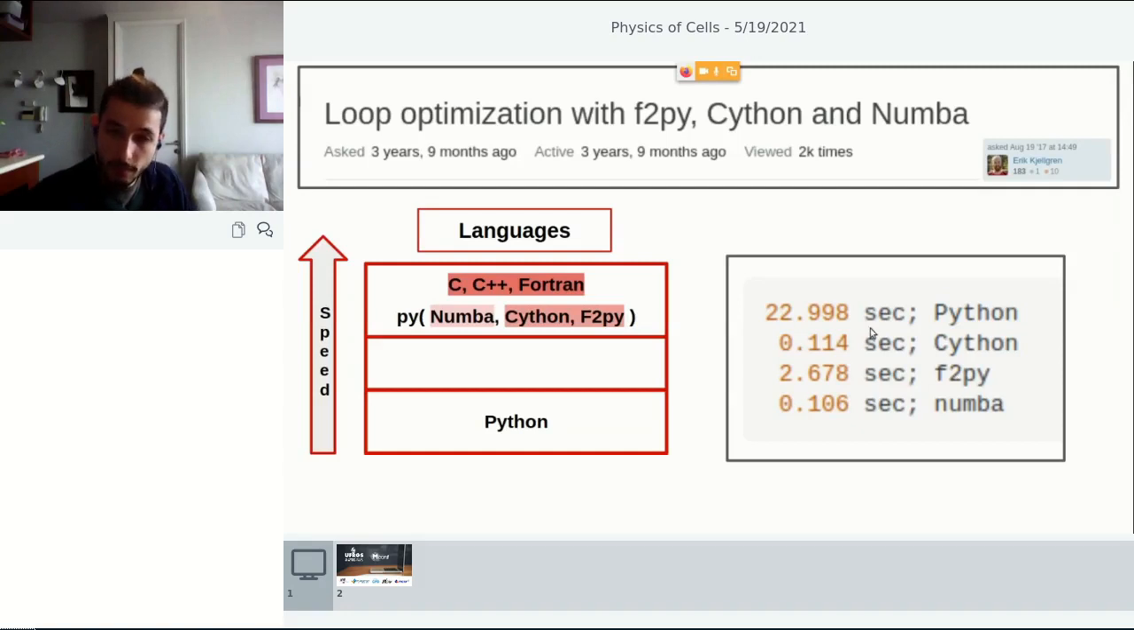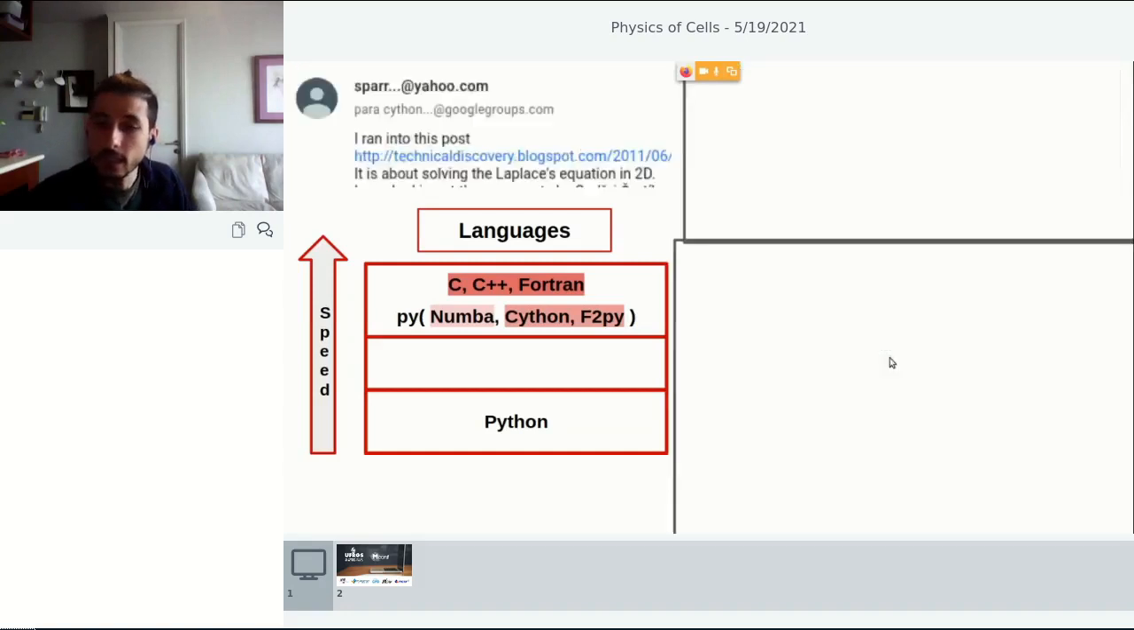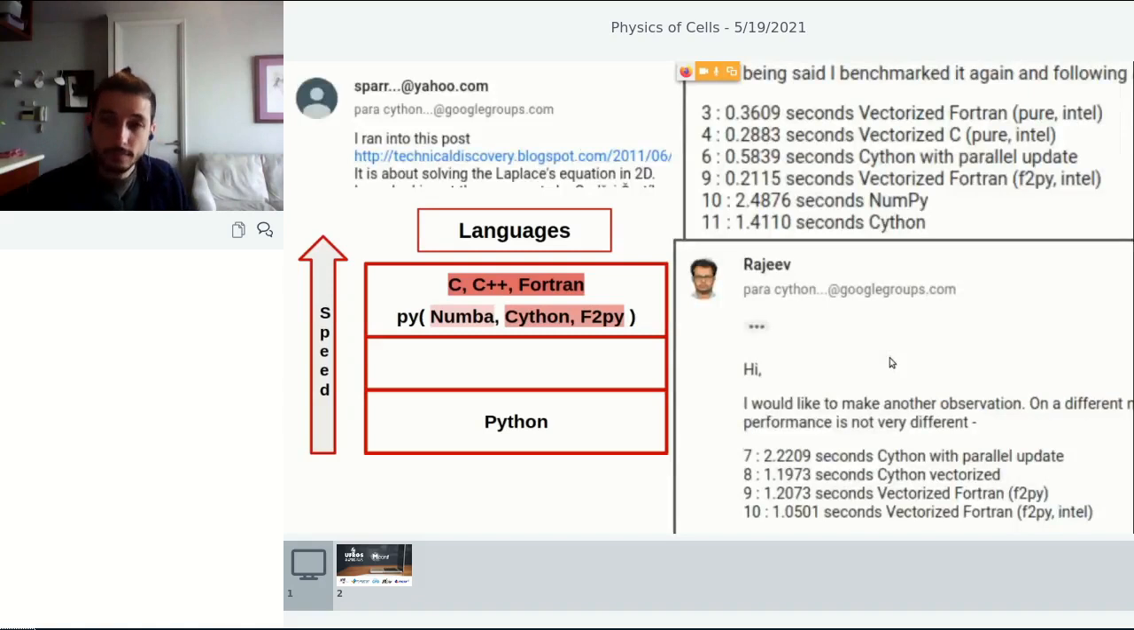But after that, he fixes it, and the velocities are the same. And back in that blog I showed before, where they were trying to solve a 2D Laplace equation using several methods, here you have a different result, for example. Here they are comparing Fortran, vectorizers, C, Cython, NumPy, Cython.